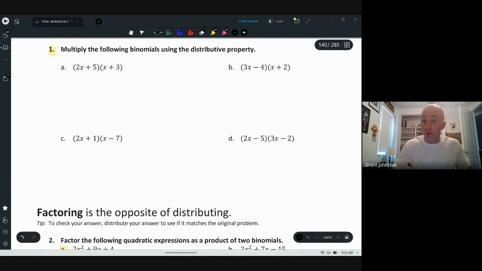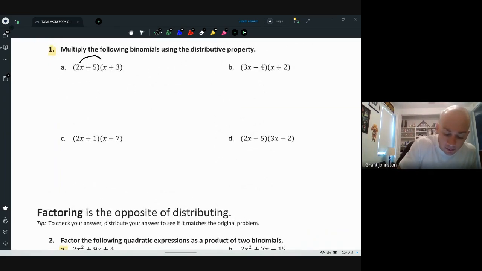So I'm going to run through these pretty quick. I'm going to do 2x times an x. That would be 2x to the second. 2x times 3 would be 6x. 5 times x is 5x. And 5 times 3 is 15. Combine your like terms, we'll have 2x squared plus 11x plus 15.